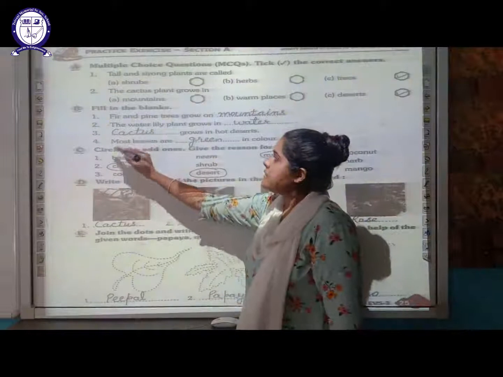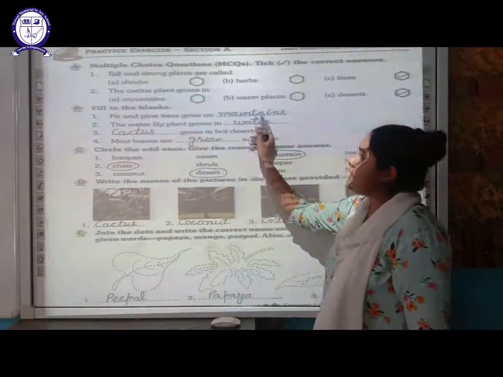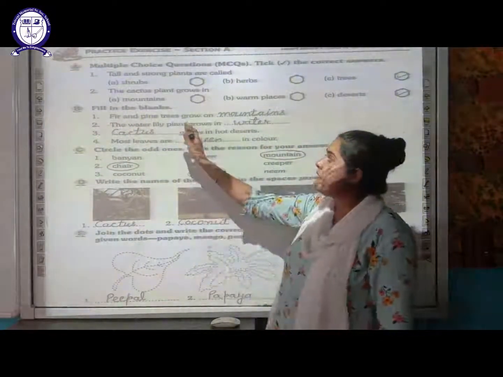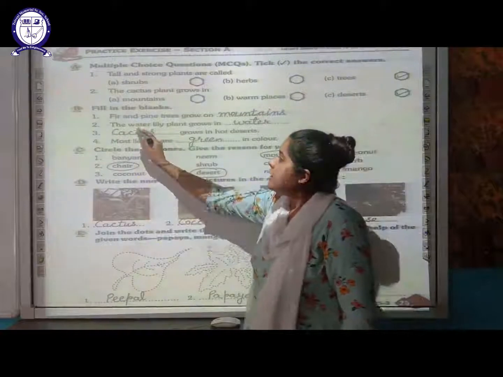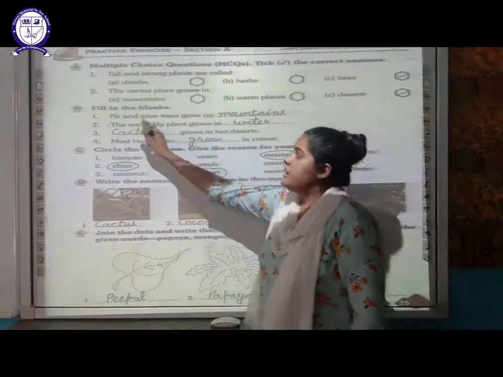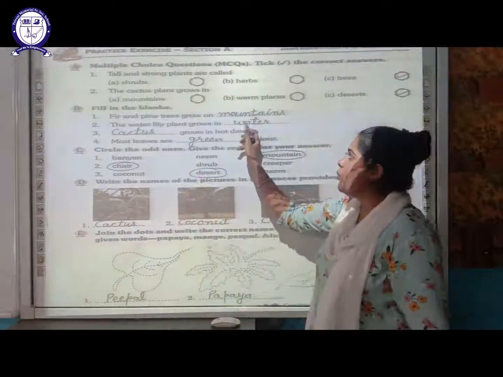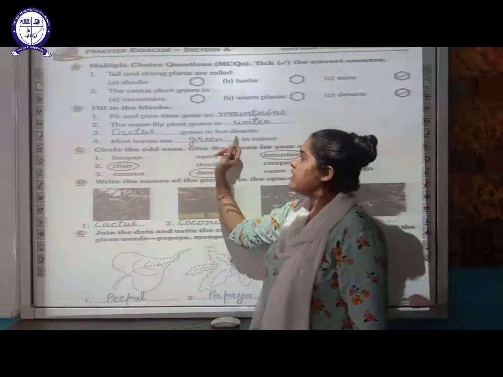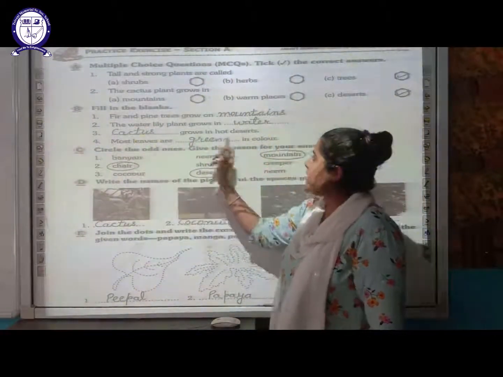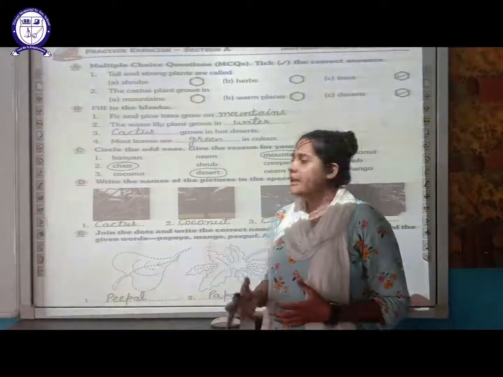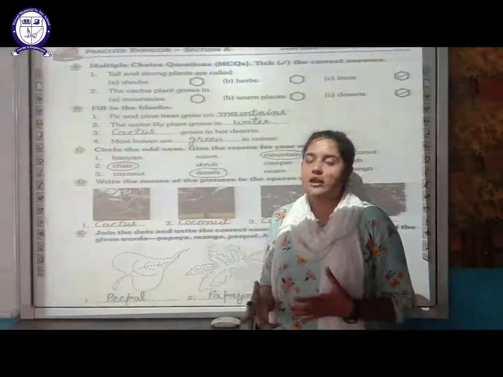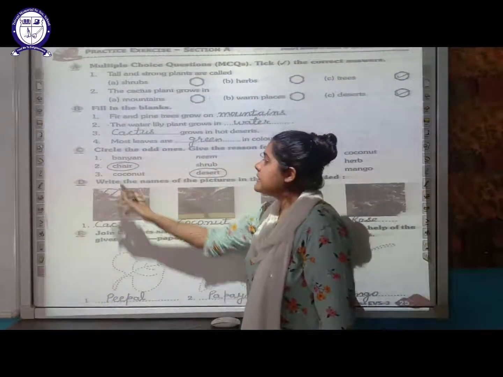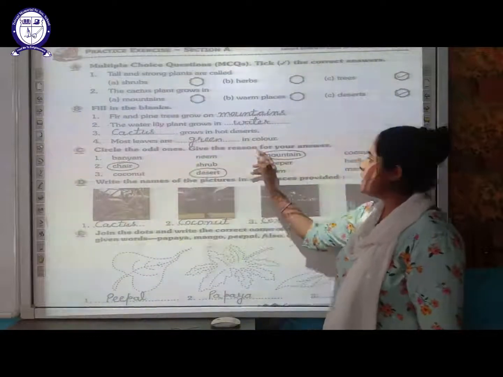Next is fill in the blanks. Fir and pine trees grow on dash. Fir and pine trees require a cold environment for their growth. Where can you find that? On the mountains. Next, the water lily plant grows in dash. As the name suggests, water lily grows in water. Next, dash grows in the hot desert. Which plant grows there? Cactus. Then, most leaves are dash in color. As I told you, most leaves are green, but you can see leaves of other colors also. Next is, circle the odd one out, give the reason for your answer.